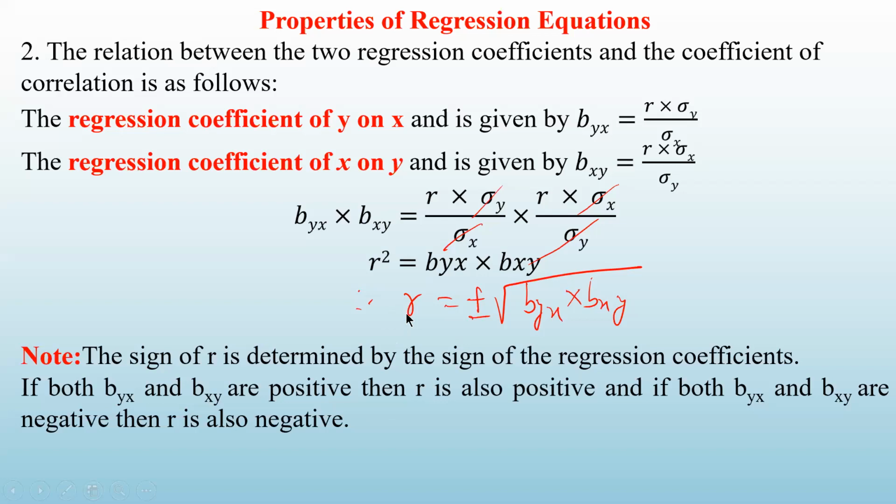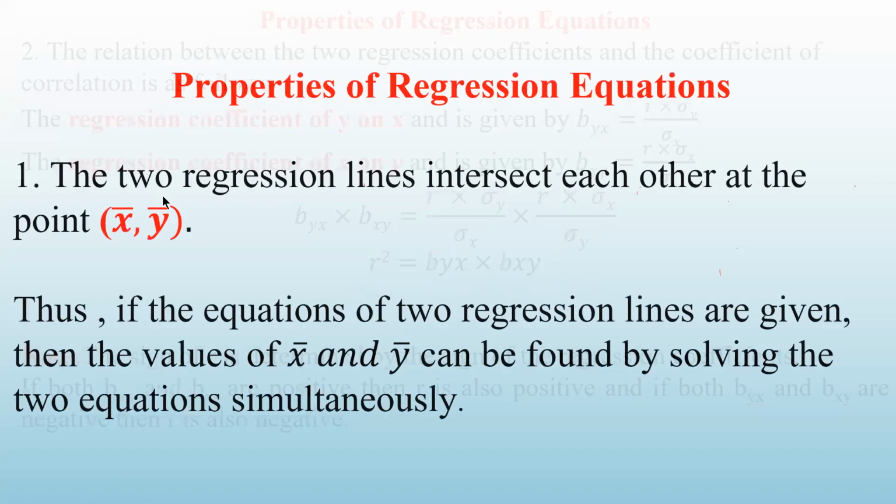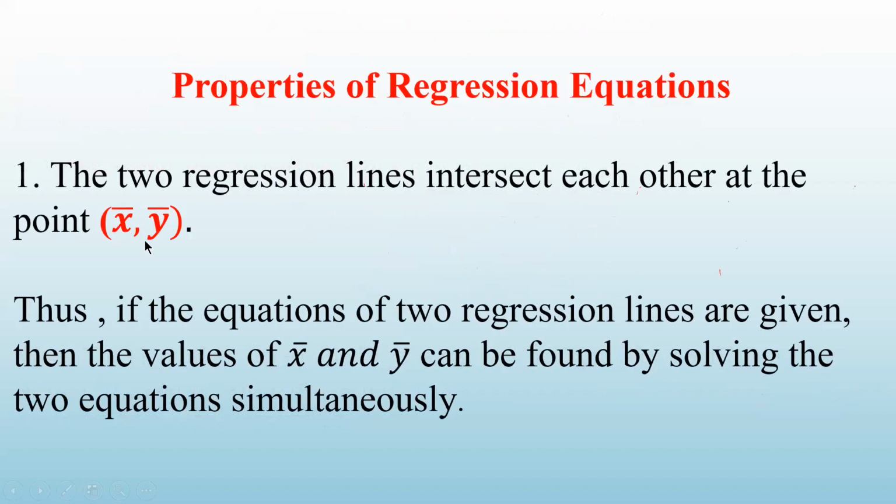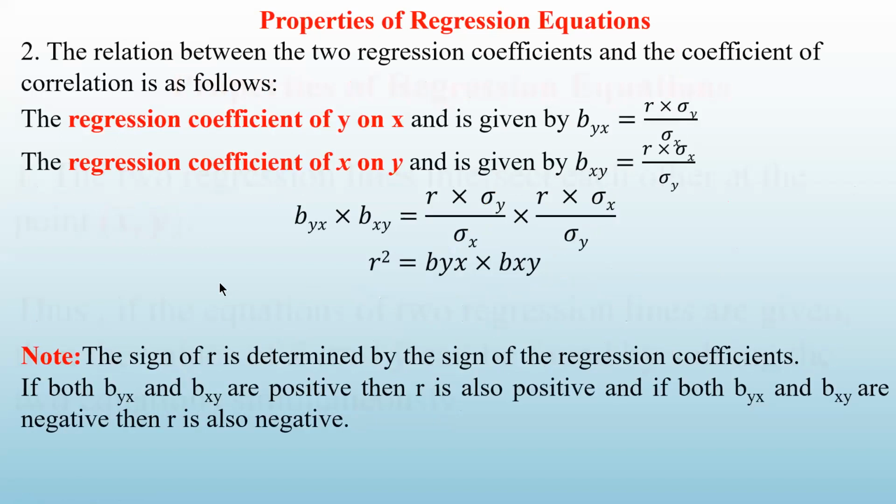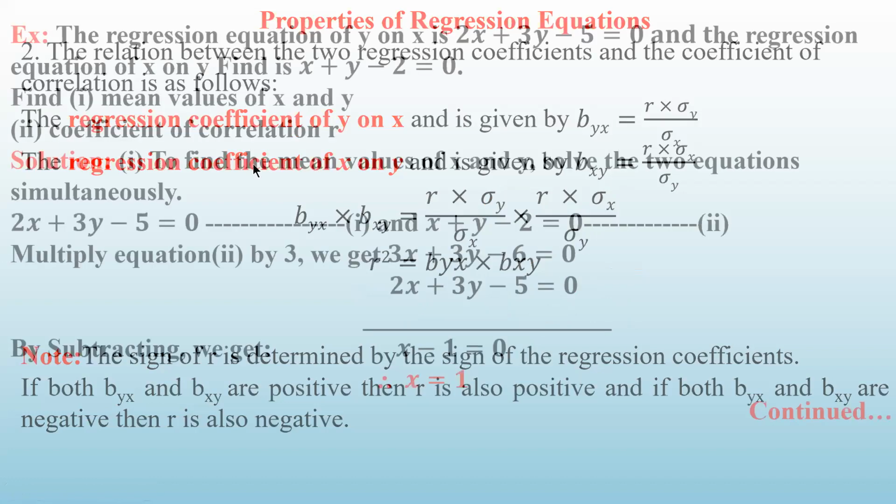So we have seen two properties of regression lines. First, the two regression lines intersect at the point x bar, y bar. That means if you are given the equations of two regression lines, then you can solve them simultaneously to get the values of x bar and y bar. The point of intersection gives you the values of x bar and y bar. The second property gives you the relation between regression coefficients and R, the coefficient of correlation. So let us solve the problems.